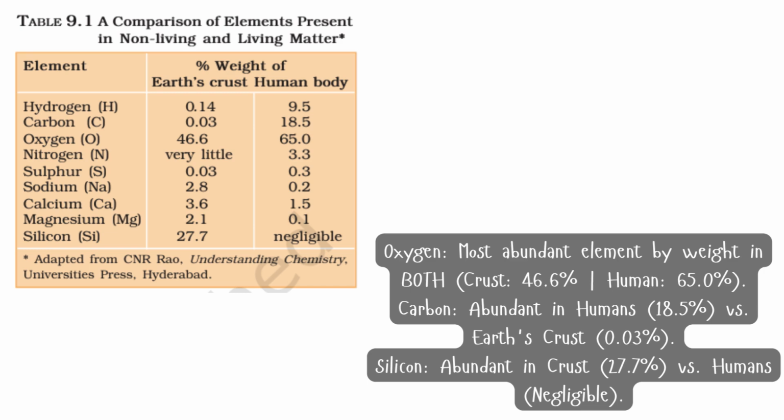Let's look at Table 9.1, which compares the elemental abundance in the Earth's crust versus the human body. First, identify the most abundant element. Oxygen is the most abundant by weight in both the Earth's crust at 46.6% and the human body at 65%. Second, look at carbon. It is highly abundant in humans at 18.5%, but almost non-existent in the crust at 0.03%. Third, note silicon. It is the second most abundant element in the Earth's crust at 27.7%, but is completely negligible in human tissue. Memorize these trends for your CBT questions.